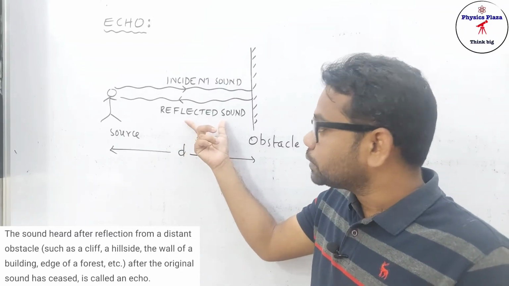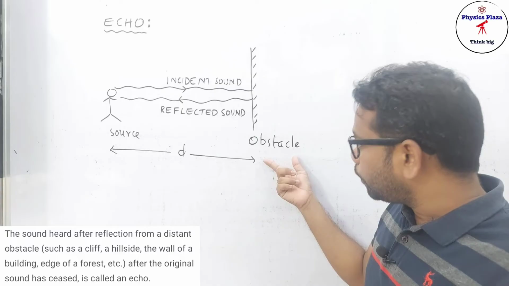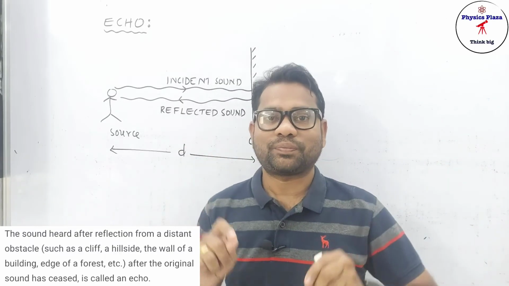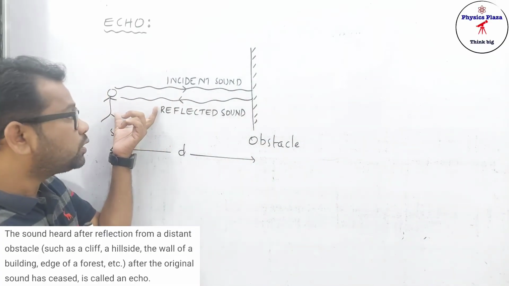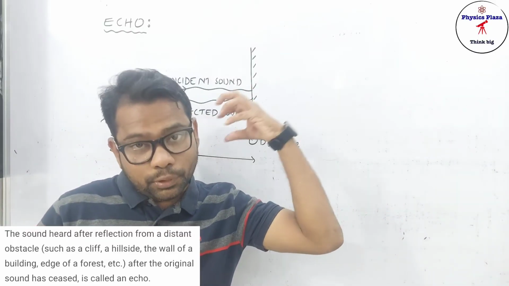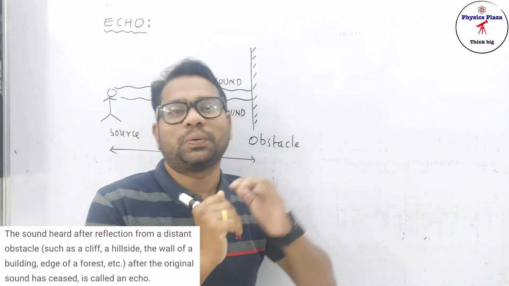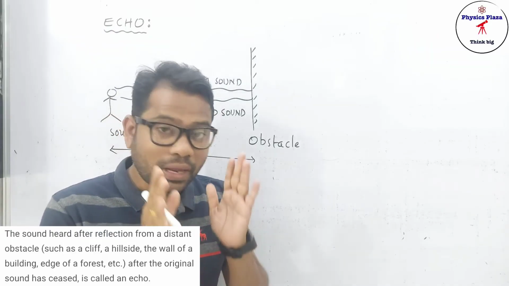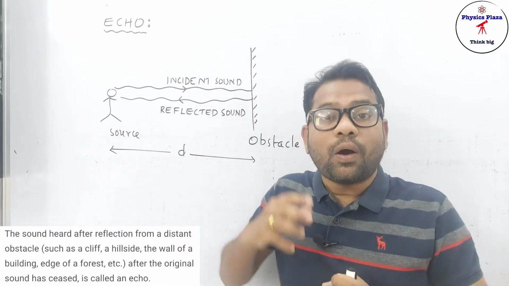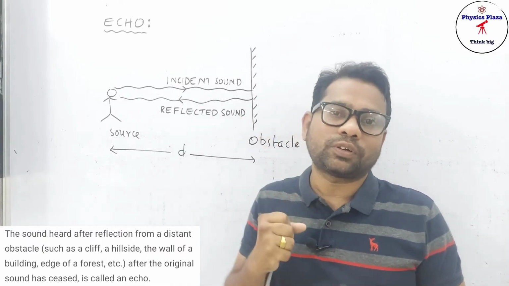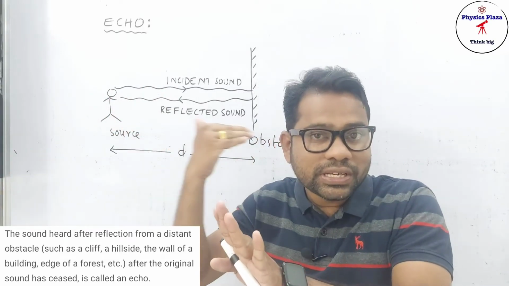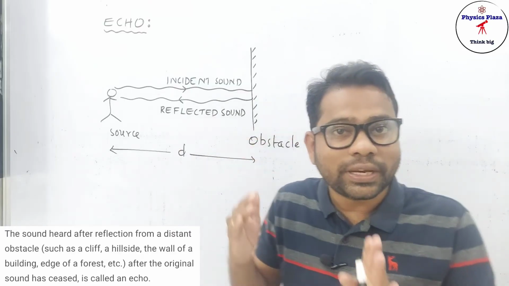So, the reflected sound heard from a distant obstacle after the original sound has ceased. I mean, the original sound should completely vanish. After that, whatever reflected sound we are able to hear is called an echo. Is it clear, children? Okay, fine. Again I repeat: the reflected sound heard from a distant obstacle after the original sound has ceased. Whatever he is producing should be stopped completely. After that, whatever is reaching our ear, that only we can call an echo.